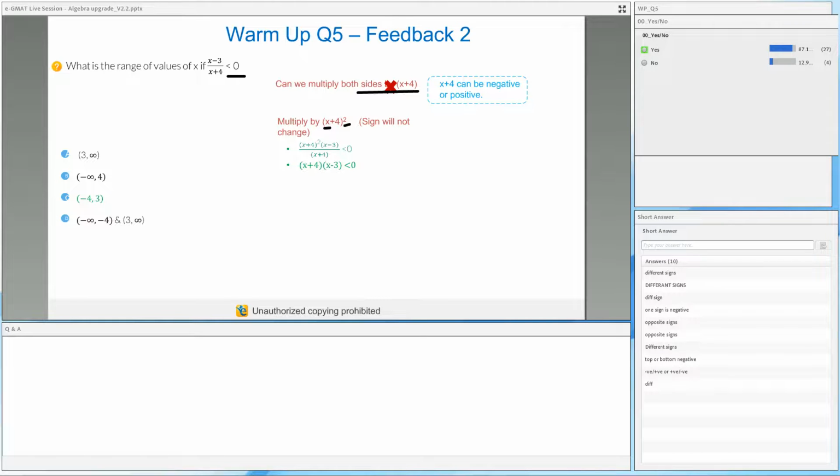So when I multiply both sides by (x + 4) whole square, what will happen is x + 4 in the denominator and x + 4 in the numerator, one of them will get cancelled. And I don't need to change the sign also because I was multiplying with a positive entity. Okay, so there are two things that you learned from this question.